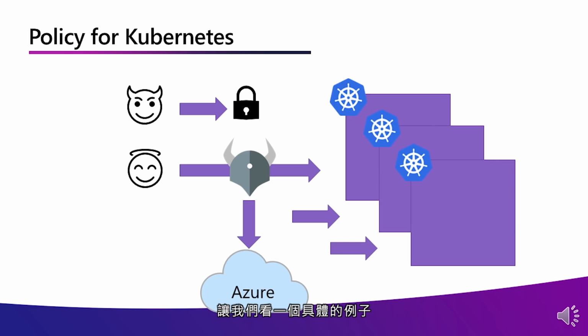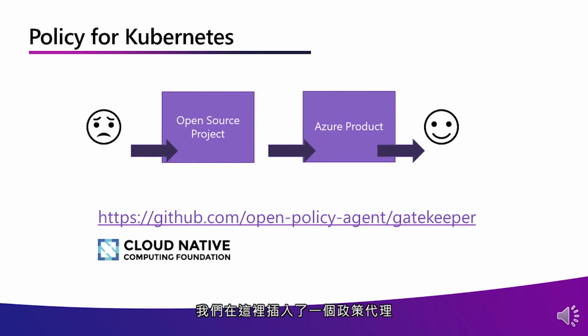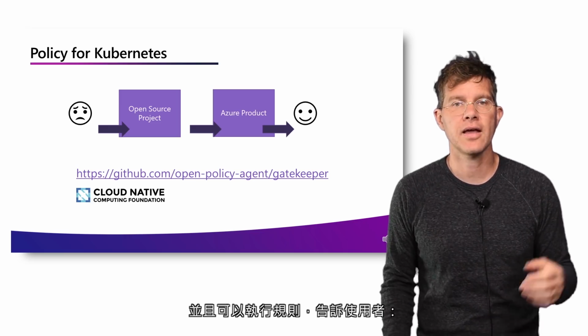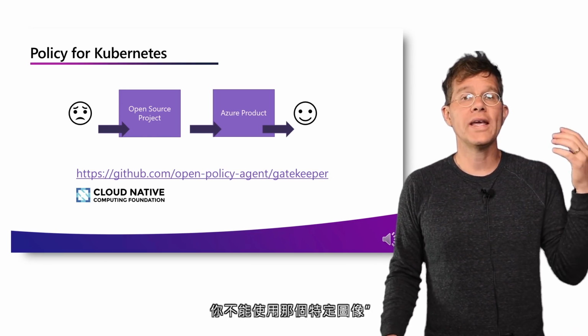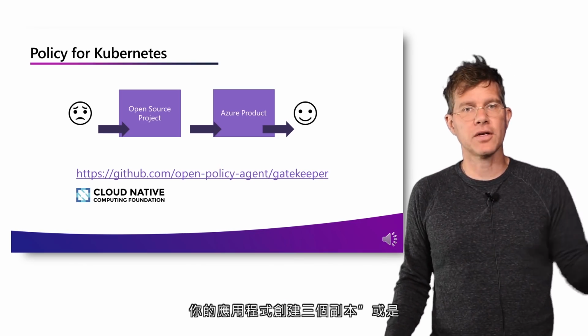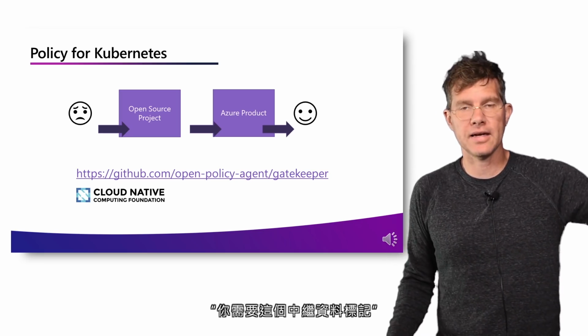Let's take a look at a concrete example. So here, we've actually inserted a policy agent. In this case, it's the Open Policy Agent, which is an open source project that's available in the CNCF. We've inserted this policy agent in between the user and the API server. This policy agent has access to all of the requests that flow through from the user, and it can enforce rules to say, hey, you know what? We can't use that particular image, or you need to create at least 3 replicas of your application, or you need this metadata tag, right?